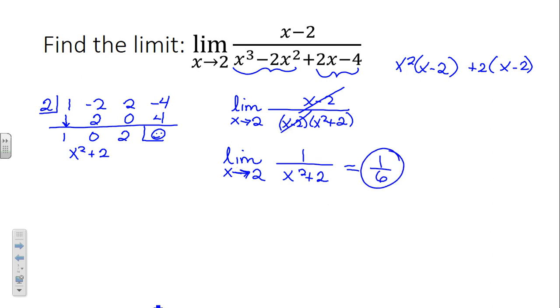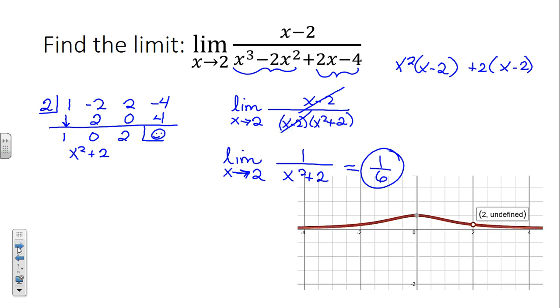And graphically, that's what this function looks like. It's a rational equation. And even though the function is not defined when x is 2, because we're approaching the same number from both sides and it happens to be 1/6, we have a limit that is defined at that point. Questions on that one? Okay, next one.